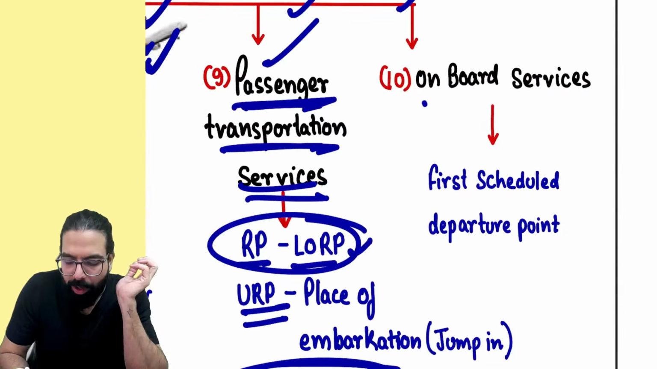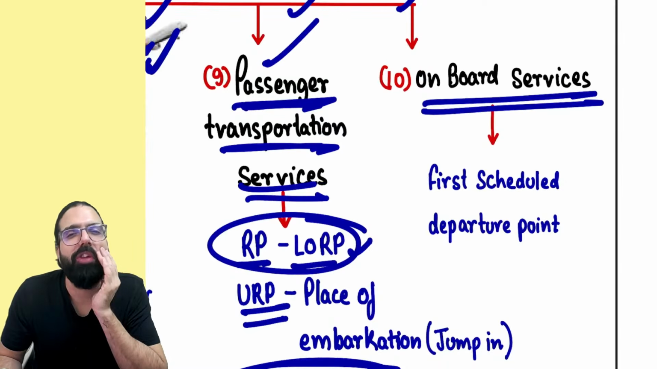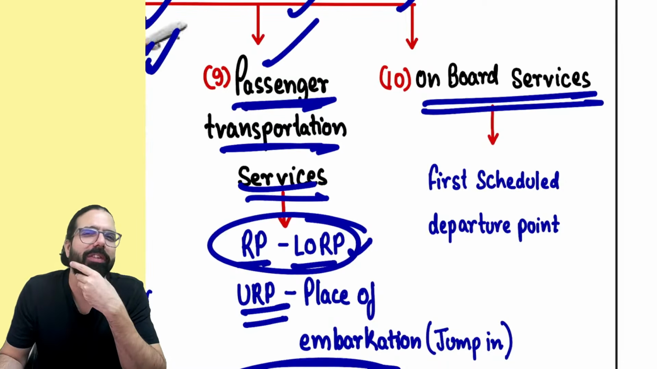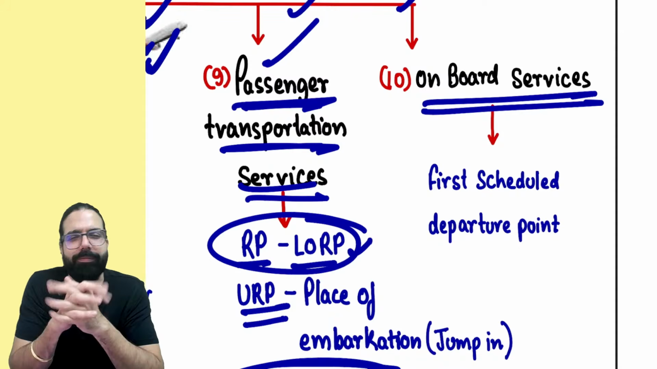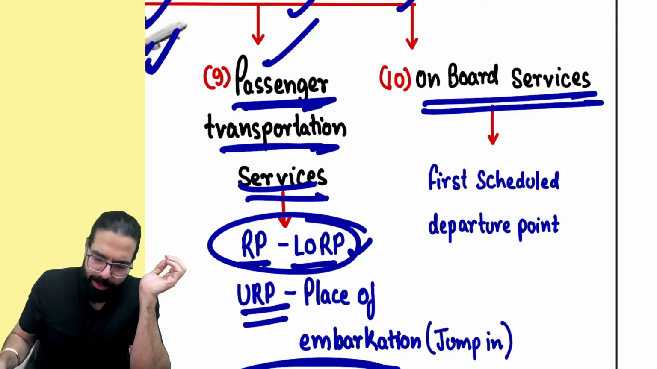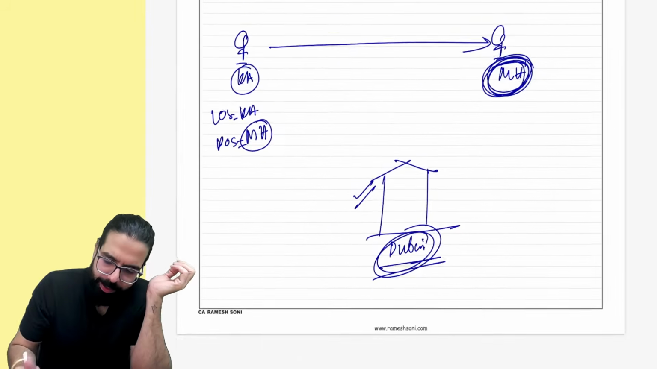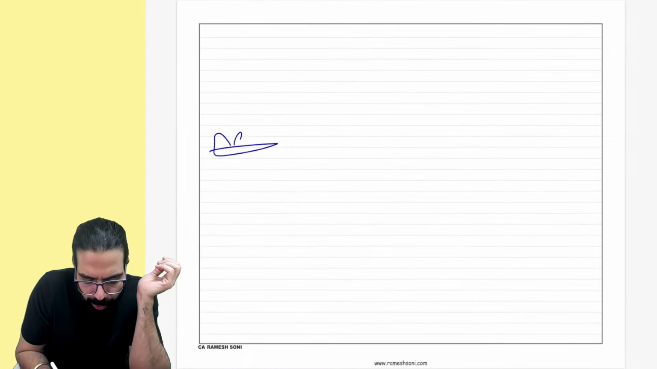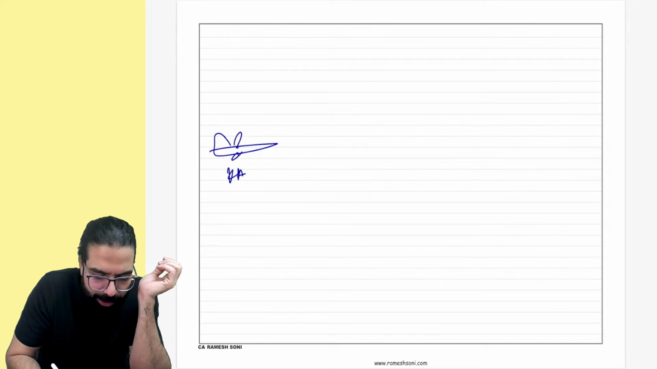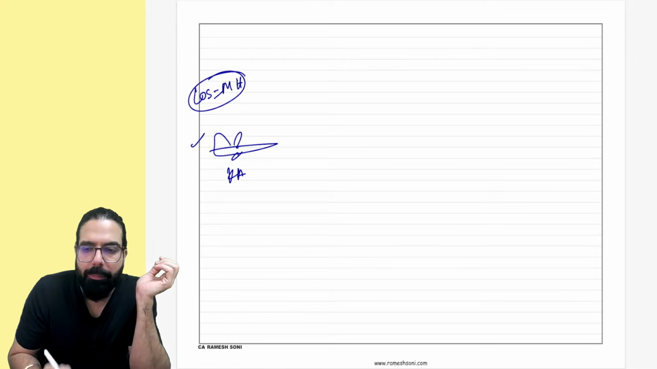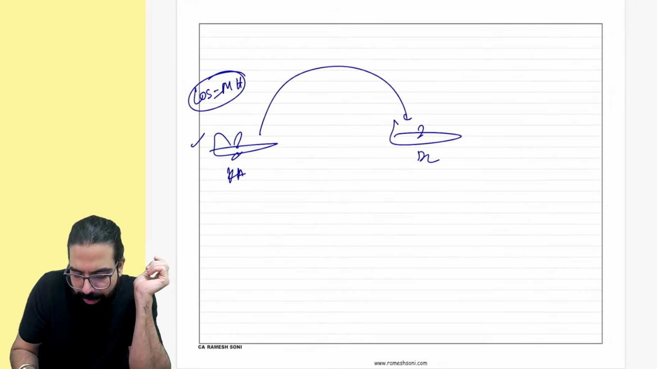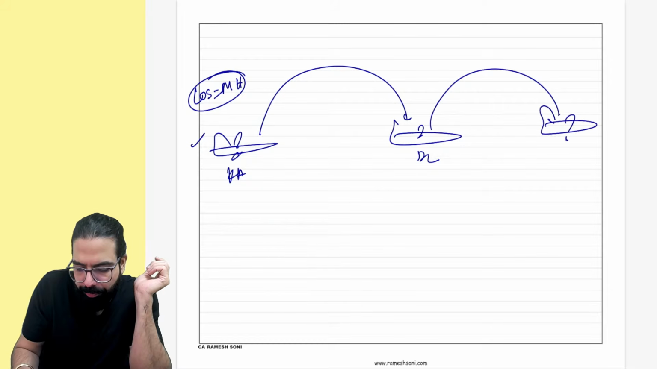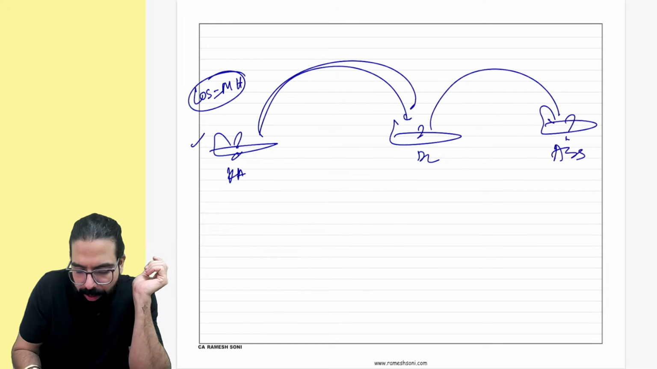The last one, the 10th one, is on-board services. On-board services means you are in a ship, in a train, in a plane and they have given you some service. For example, Indigo Airline's flight is going from Karnataka. Indigo Airline's location of supplier is Maharashtra. They are registered in Maharashtra, but the plane is going from Karnataka to Delhi and Delhi to Assam. The plane is going from here to here and here to here.